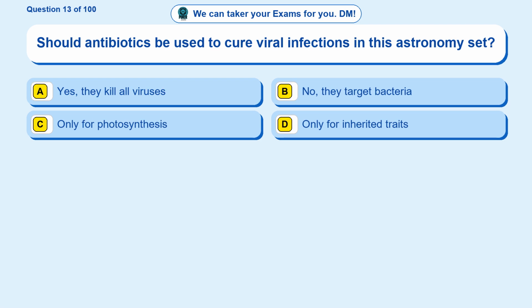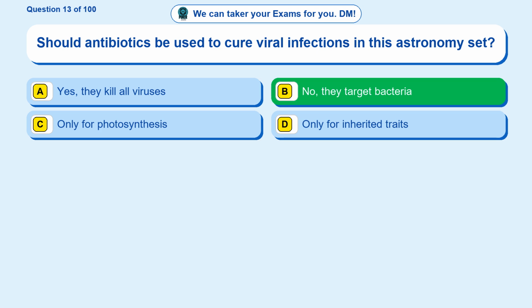Question 13. Should antibiotics be used to cure viral infections in this astronomy set? Option A. Yes, they kill all viruses. Option B. No, they target bacteria. Option C. Only for photosynthesis. Option D. Only for inherited traits.